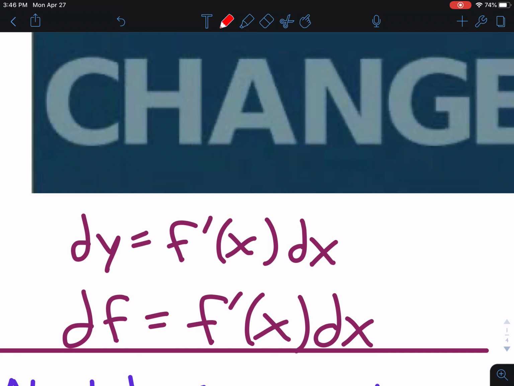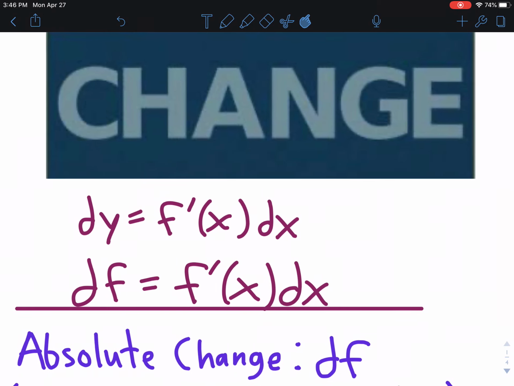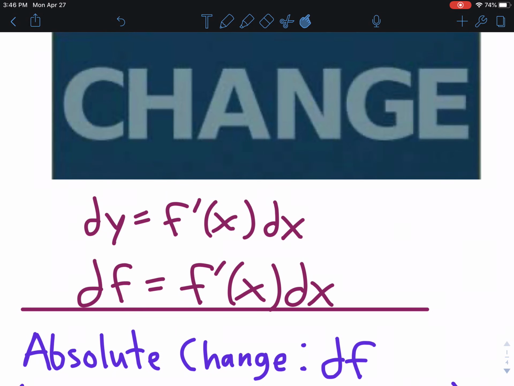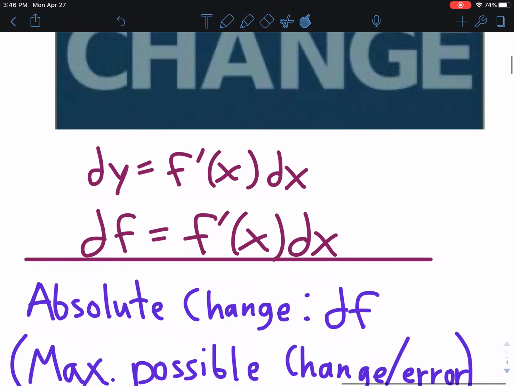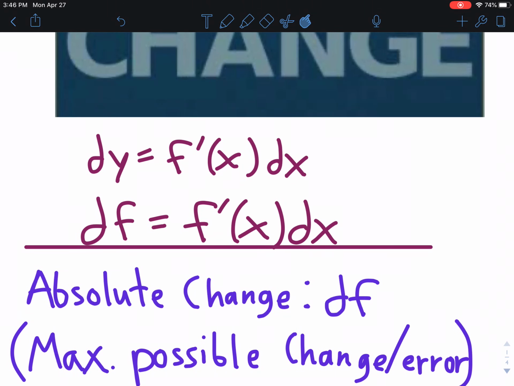But we're going to take a look at differentials in the context of some scenarios, some word problems, and in those, we're going to use differentials to calculate a couple of things. The first thing we're going to calculate is something called absolute change. Absolute change is just going to be the differential of the output itself. This can also be called maximum possible change. So what is the most change that could possibly exist when something happens?